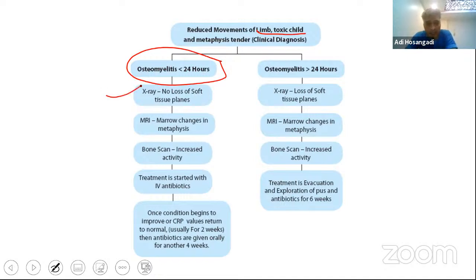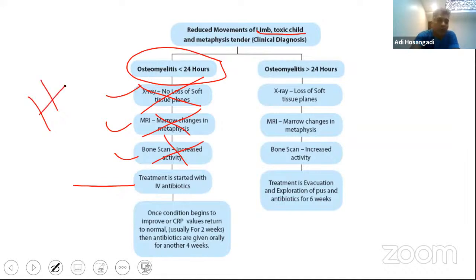X-ray doesn't detect anything. X-ray is absolutely normal. You can subject the patient to MRI, but for that, the child has to be cooperative. You have to sedate because the child doesn't lie still in the MRI console. That is difficult. Third is bone scan. In most places, there is no bone scan availability. Please remember this. So these three things are ruled out very often, and within 24 hours when the child is brought, you straight away start the IV antibiotics.